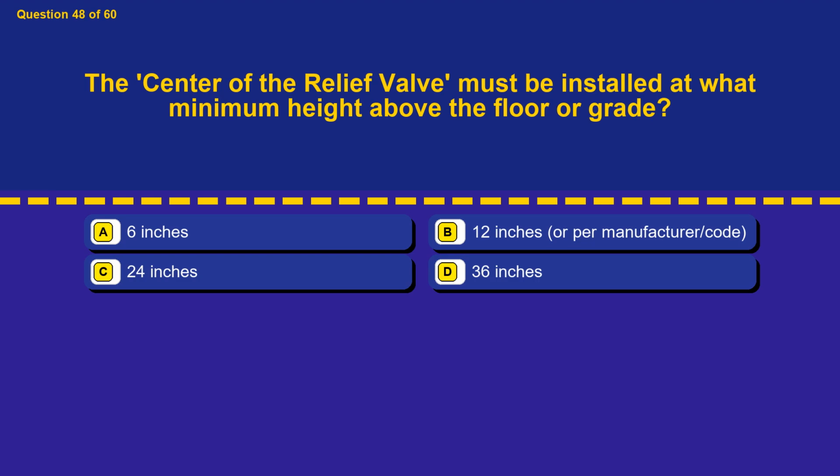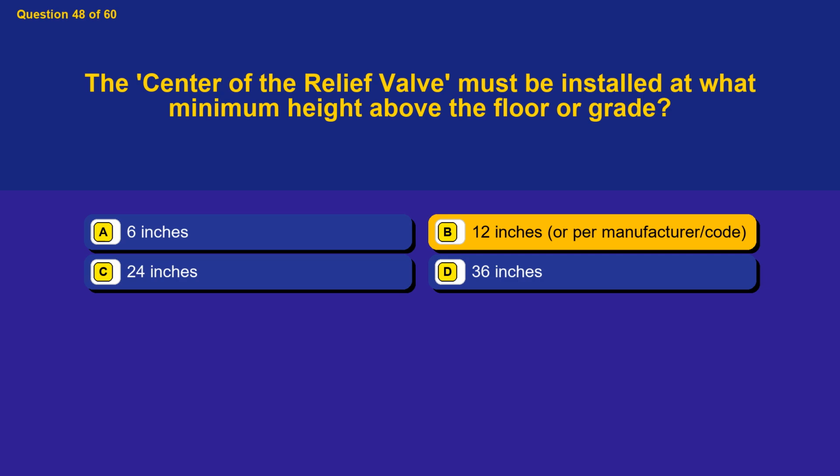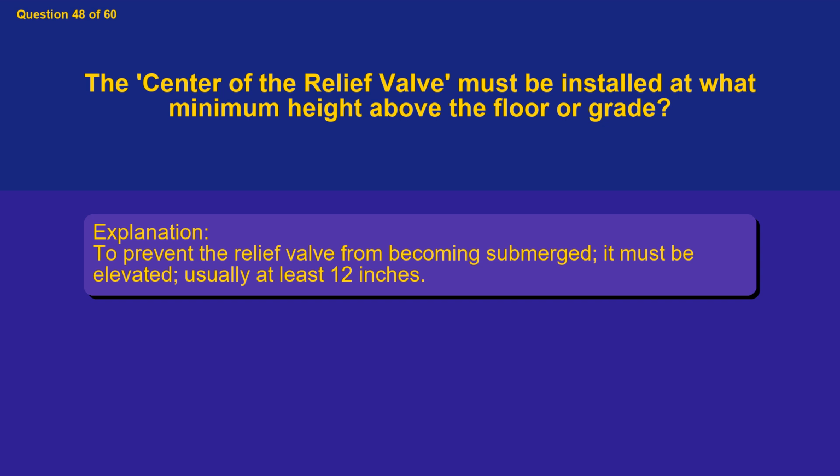Question 48. The center of the relief valve must be installed at what minimum height above the floor or grade? Option A, 6 inches. Option B, 12 inches, or per manufacturer/code. Option C, 24 inches. Option D, 36 inches. The correct answer is option B, 12 inches, or per manufacturer/code. To prevent the relief valve from becoming submerged, it must be elevated, usually at least 12 inches.